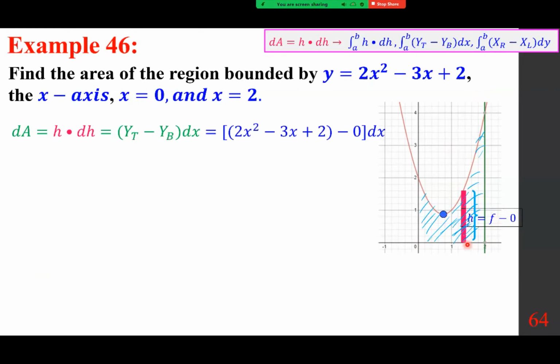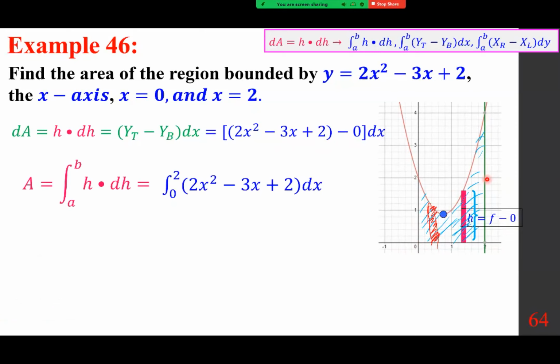And of course, as I said, this is the x. Look at this. You are going to move this along the x-axis. By the way, this, for example, would be another increment. If I'm here, this would be another increment. So it depends. Just as an example, in all cases, the top is the function, the bottom is the x-axis. So therefore, this function minus 0, which is 2x squared minus 3x plus 2, as we go from a to b, 0 to 2.